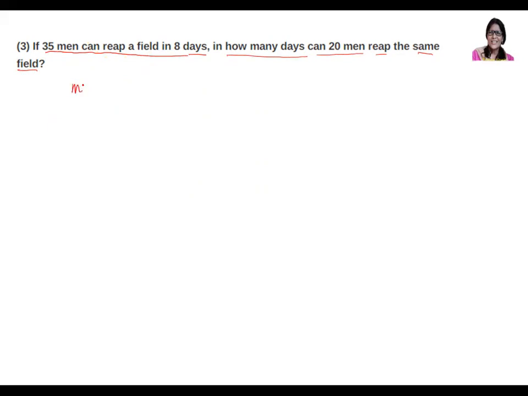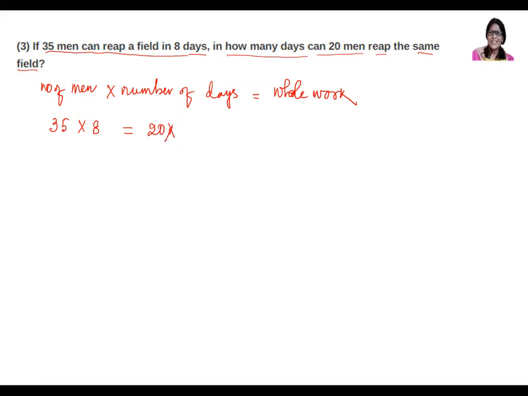So number of men multiplies number of days gives us whole work, which is constant. So what I'll write? I'll write 35 men multiplies 8 days is equal to 20 men and multiplies how many days? How many days is not there? So here I'll mention let number of days be x.